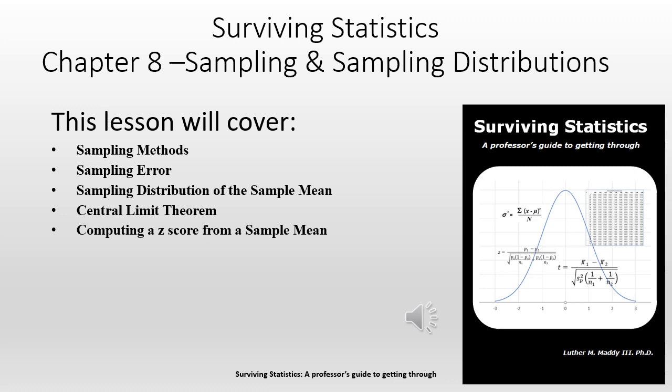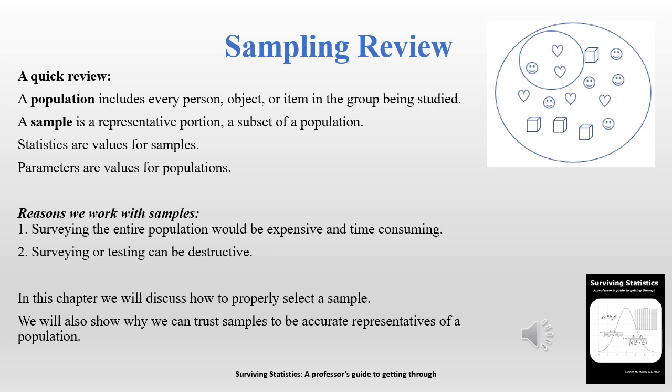Now, the whole gist of this chapter really is going to be to prove that you can use samples to represent populations. Let's just do a quick review of what we're talking about when we're talking about a sample. Remember that a population includes every person, object, or item within the group that you're studying. A sample is a representative portion or a subset. Why do we work with samples? Because surveying the entire population could be quite expensive and time consuming, and sometimes, if you're, for instance, doing a taste test, surveying or testing could be destructive. So in this chapter we'll talk about how to select a sample so that we can ensure that it is an accurate representation of the population.